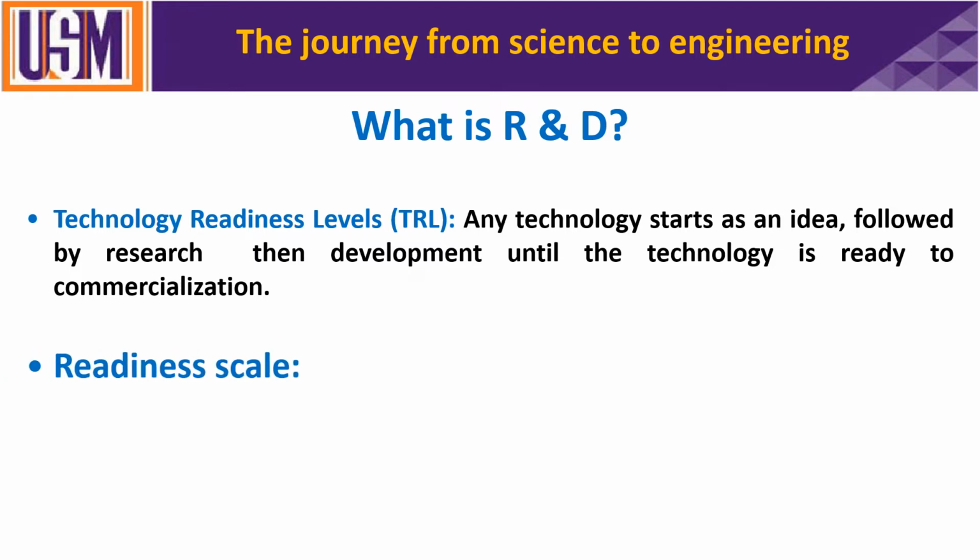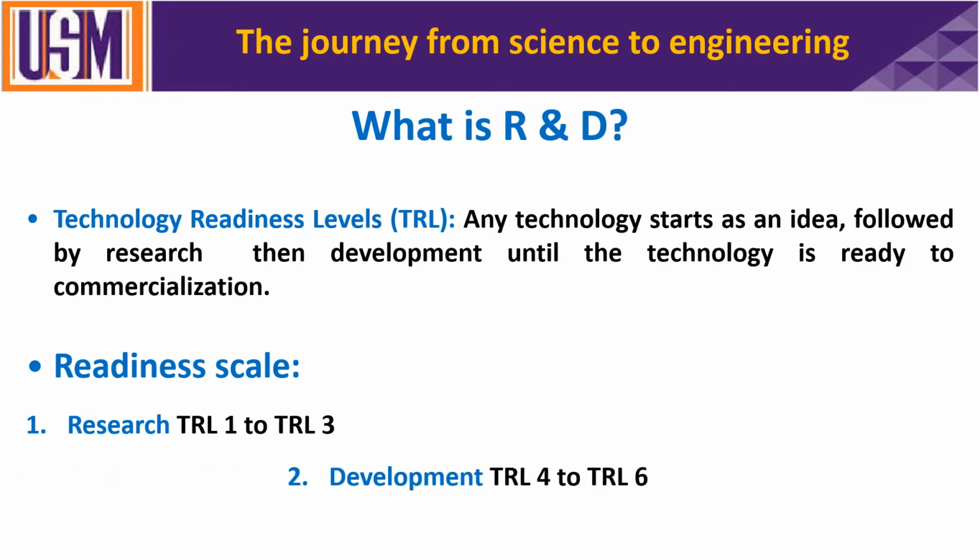So first is TRL 1 to TRL 3. This is under the research category. Then TRL 4 to TRL 6 is the development category. After that, the final one is the deployment from TRL 7 all the way to TRL 9, which is ready for a commercialized product.